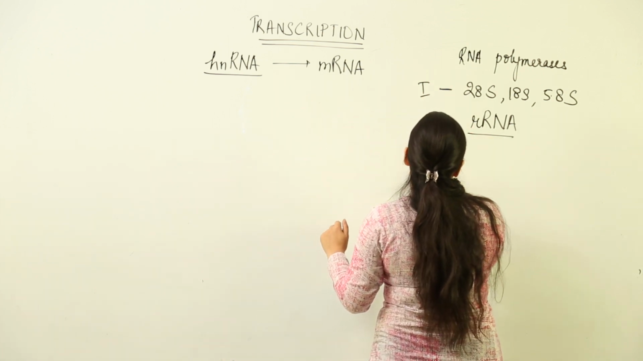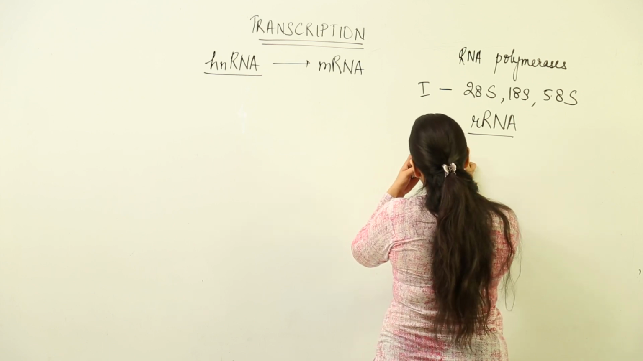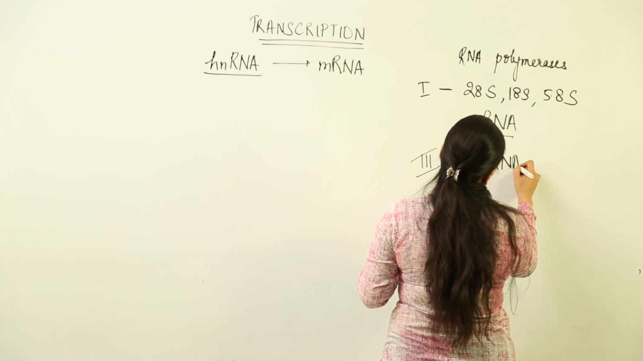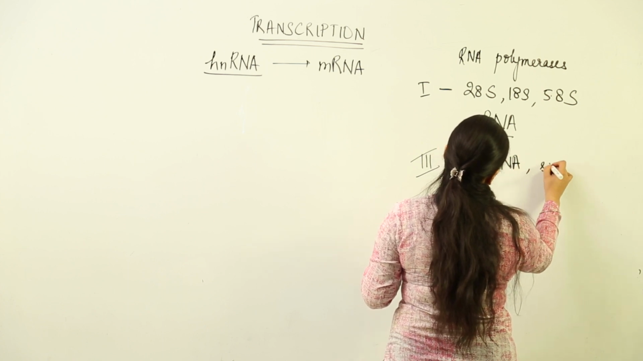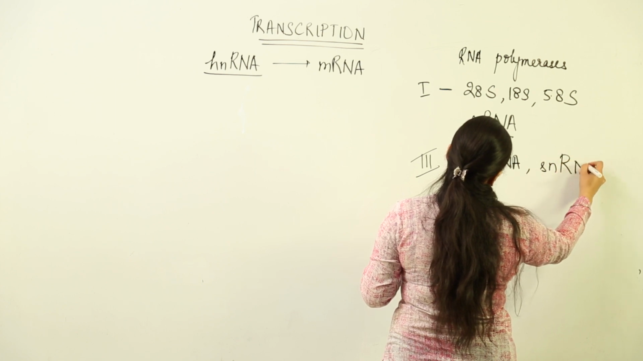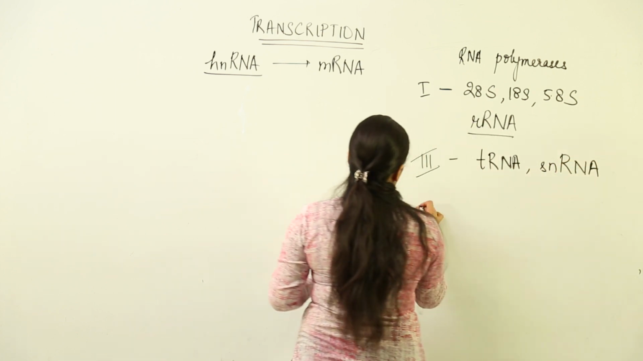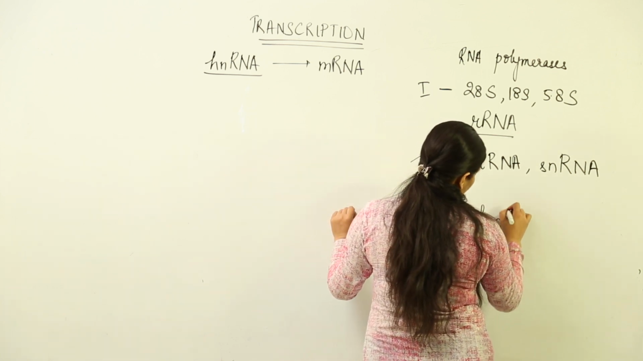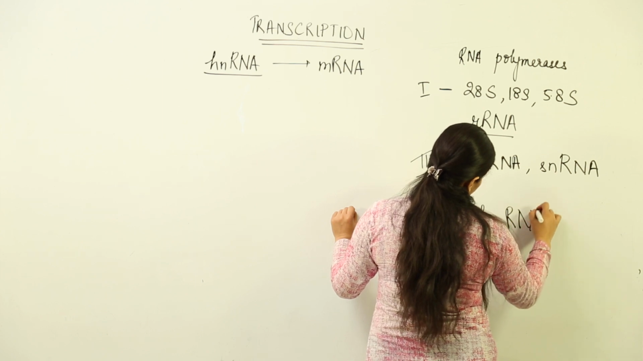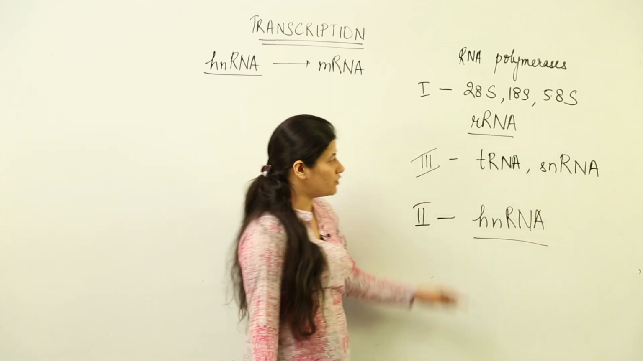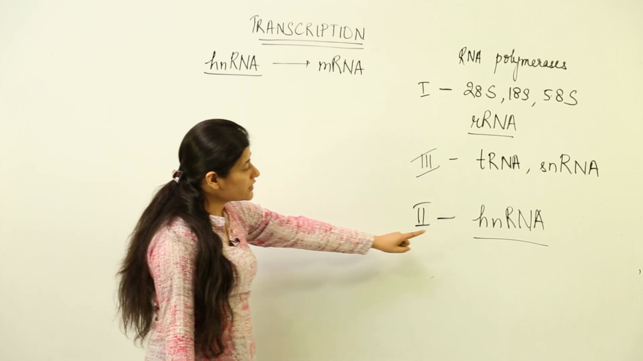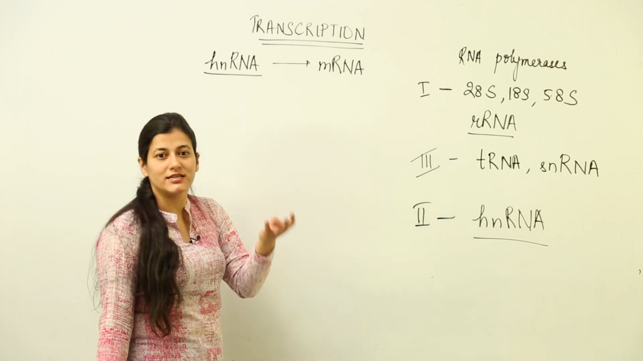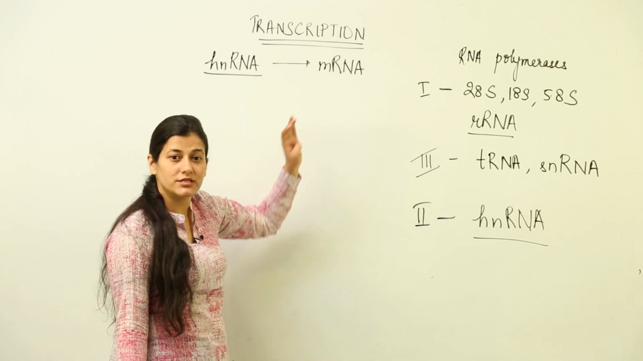Like that, RNA polymerase 3 is responsible for transcription of tRNA. Apart from that, it is responsible for small nuclear RNA transcription as well. And RNA polymerase 2 is responsible for formation of hnRNA. So, we see functional specialization of different enzymes over here. We are concerned with converting this hnRNA to get mRNA, because that is the resultant product that we aim at when transcription is being done.